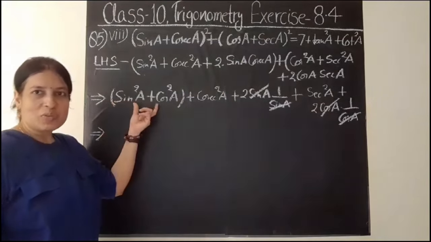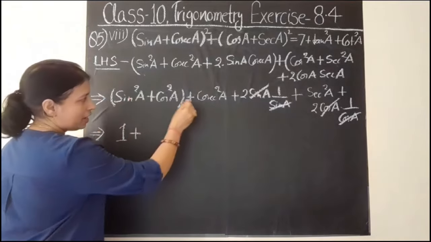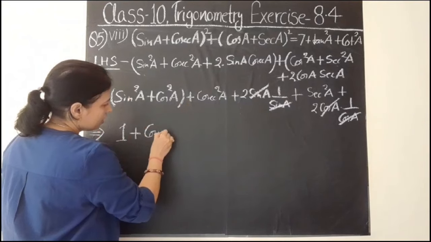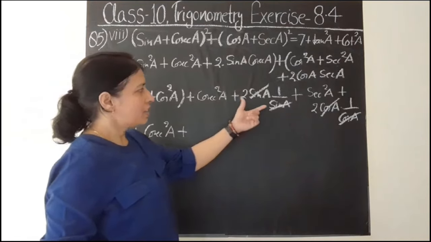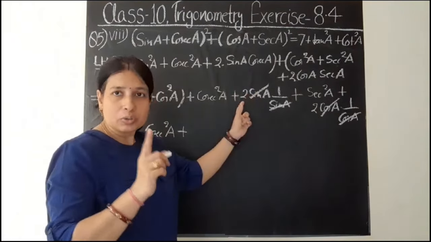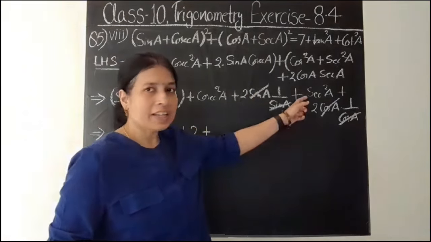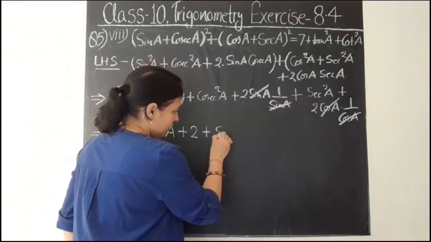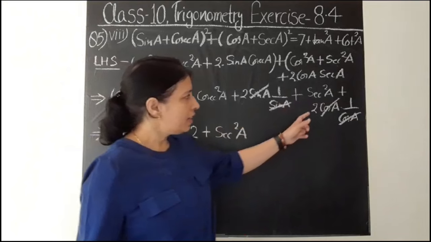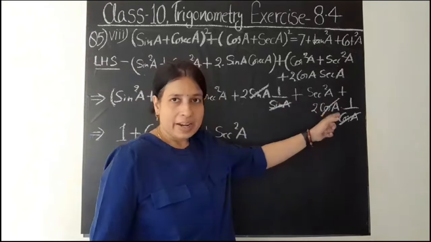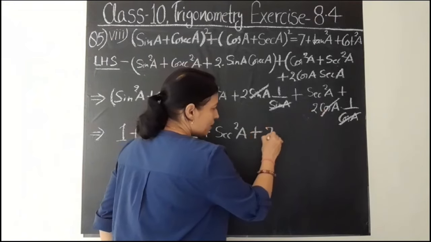Sin square A plus cos square A is 1. So write here 1 plus cosec square A, plus here sin cut हो गया है तो क्या बचा है 2. तो 2 लिखेंगे, लिखो 2 plus then write sec square A as it is. Sec square A को लिख दिया. After that it is 2 and cos A कट हो गया है तो क्या बच गया 2. So write 2 again. So write here plus 2.